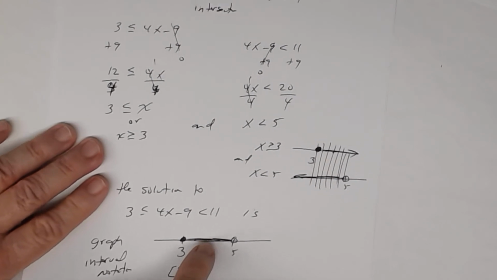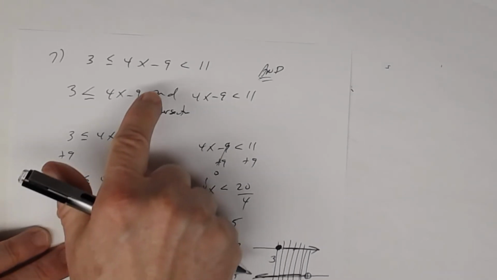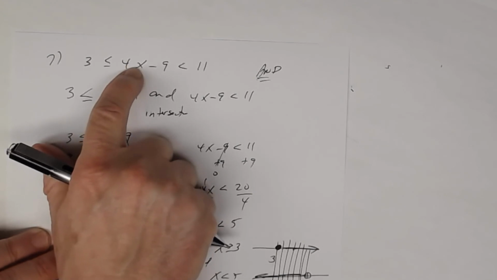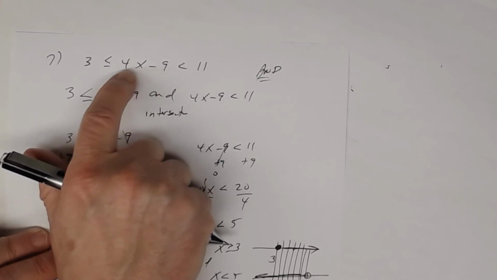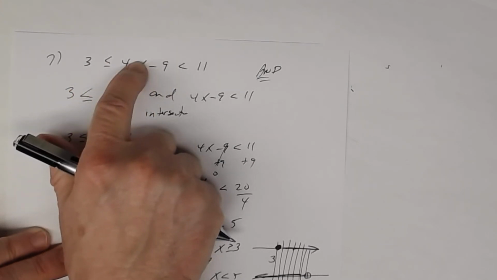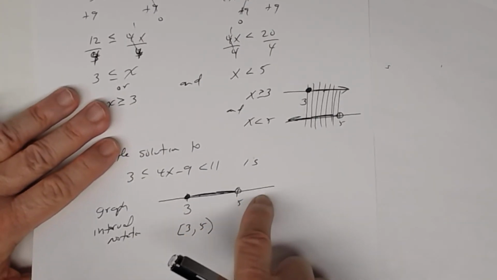But if I pick 4, let's see why 4 is shaded. What's 4 times 4? 4 times 4 is 16. 16 minus 9 is 7, right? So is 3 less than or equal to 7? Yes. And is 7 less than 11? Yes.